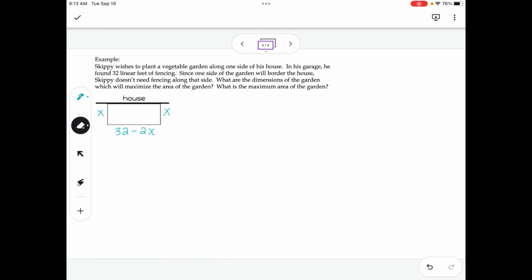I know that area, because we're looking for the maximum area of the garden, well, I know area is length times width. So the area depends upon what x is. My length is 32 minus 2x, and my width is just x. All right, we can distribute. This gives me 32x minus 2x squared, and then of course rewriting in descending order so I can get an idea of what this looks like.